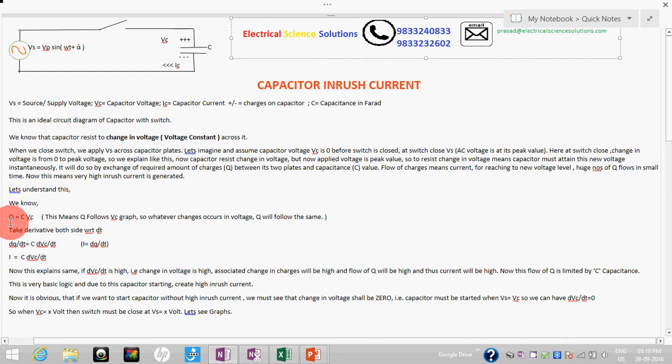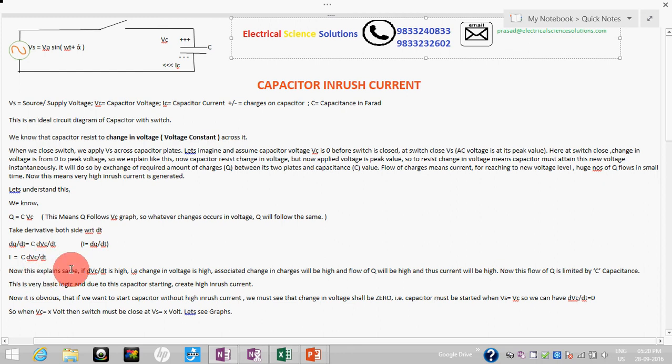So let's understand this in some mathematical form. We know that Q is equal to C Vc. Q is the charge on the capacitor, C is the capacitance, and Vc is the voltage across the capacitor. If you see this formula, Q is actually a function of Vc, the voltage across the capacitor. This means Q will follow the Vc graph. Whatever changes occur in voltage, Q will follow the same. If you take the derivative of both sides with respect to time, dq/dt is equal to C dVc/dt. So the rate of change of voltage is associated with the rate of change of charges. We know that the rate of change of charges is nothing but current. So we can write I is equal to C dVc/dt.